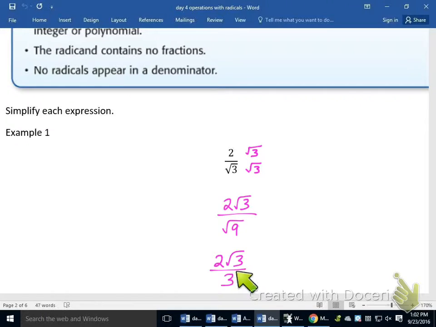Don't think that you can reduce this fraction, root 3 over 3. You cannot, because this is not in a square root. That kind of wraps it up pretty well in this problem. Just realize you cannot have a root in the denominator.